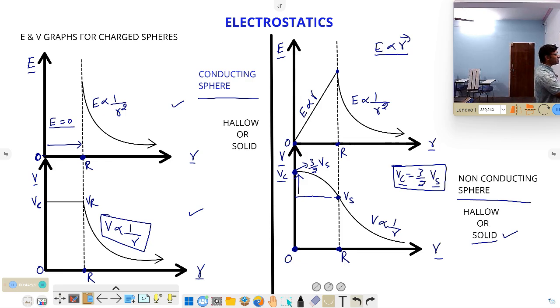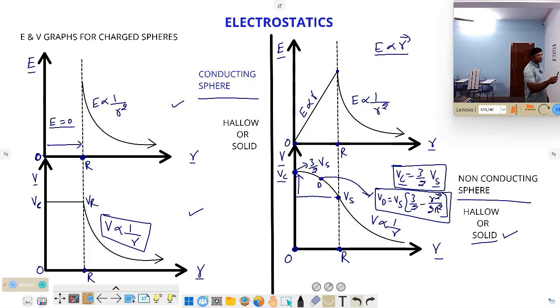And at any point, suppose you want to calculate the potential at this point, we already derived one equation previously. What is that? The potential at point D, the formula we derived, is equal to Vs into 3 by 2 minus small r square by 2 capital R square. So this formula we have to keep in mind. This is the potential at point D, anywhere inside from the center of the sphere up to the radius. This is the most important concept you have to keep in mind.